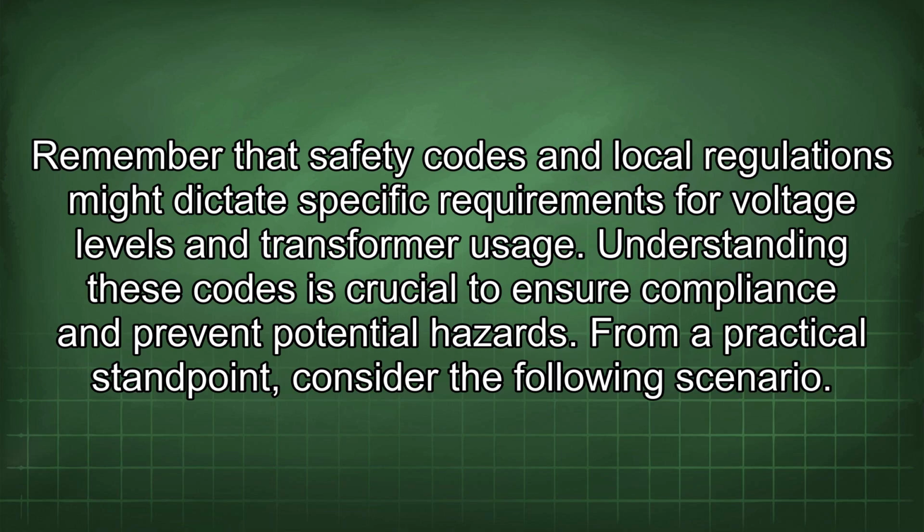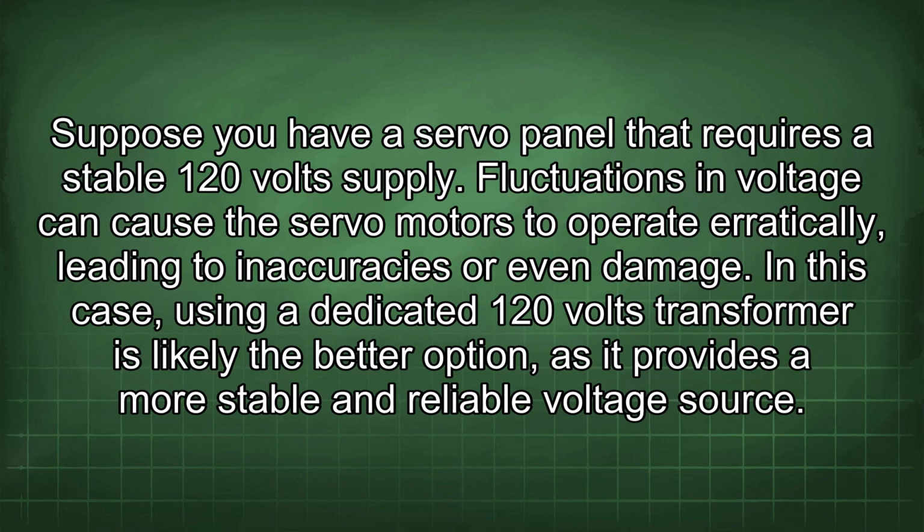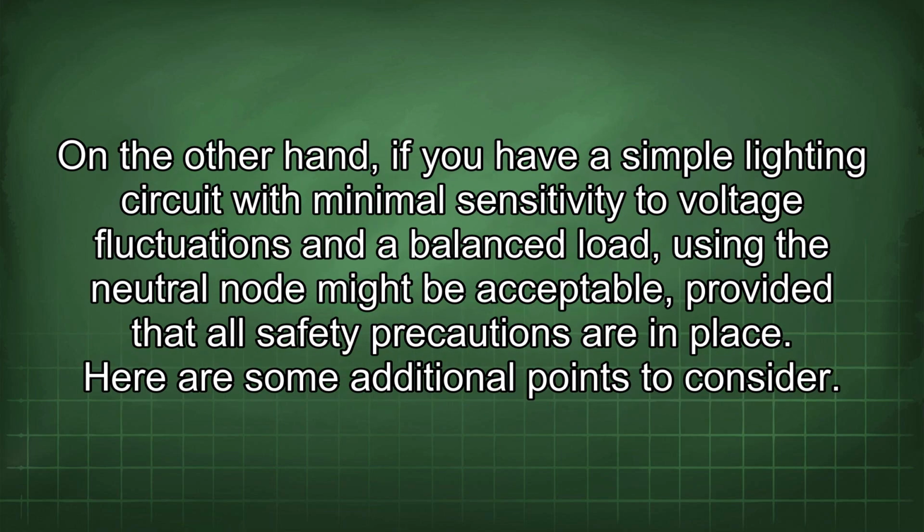From a practical standpoint, consider the following scenario. Suppose you have a servo panel that requires a stable 120 volt supply. Fluctuations in voltage can cause the servo motors to operate erratically, leading to inaccuracies or even damage. In this case, using a dedicated 120 volts transformer is likely the better option, as it provides a more stable and reliable voltage source. On the other hand, if you have a simple lighting circuit with minimal sensitivity to voltage fluctuations and a balanced load, using the neutral node might be acceptable, provided that all safety precautions are in place.